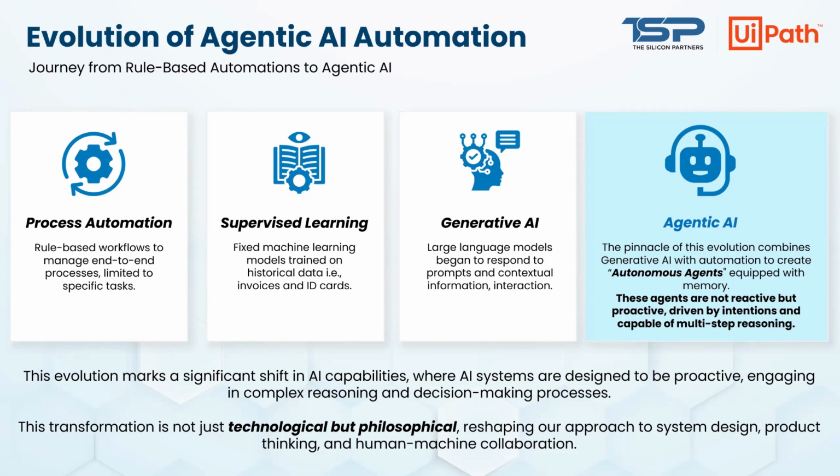This evolution marks a significant shift in AI capabilities, where agentic AI represents a new era of AI systems, changing how we engage and work to solve any process design or solution design, end-to-end process optimization, or even deep thinking around the decision-making part of it. So that is changing in a big way. And this transformation is not just technological; previously things changed on the technological side, but this is more philosophical, because it is reshaping our approach of thinking and of human and machine collaboration.